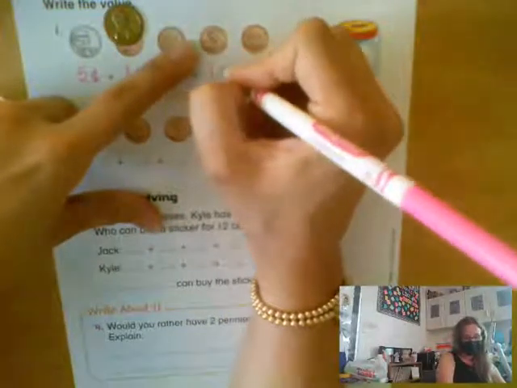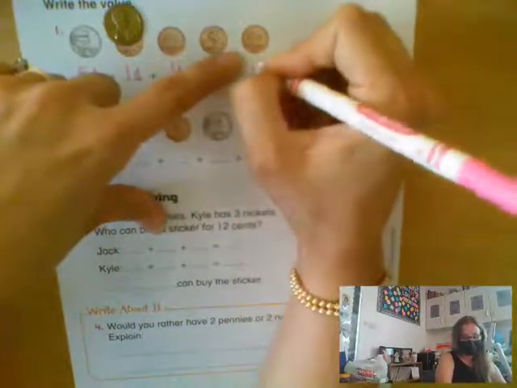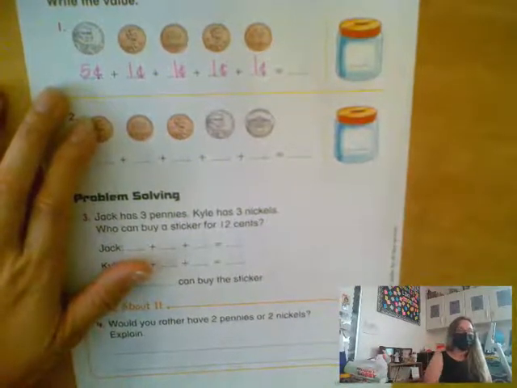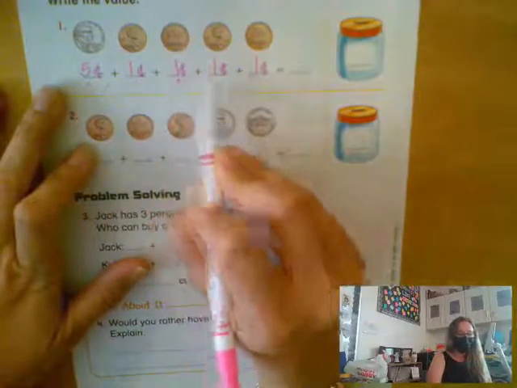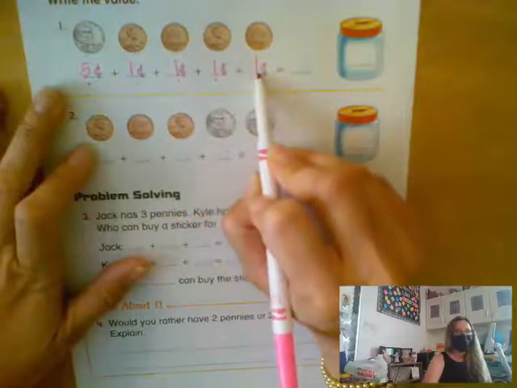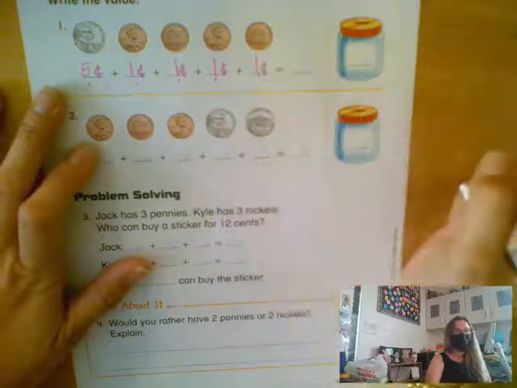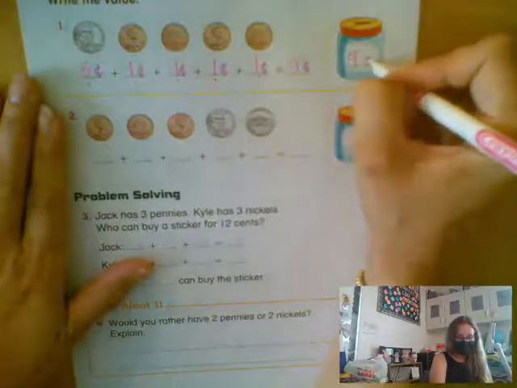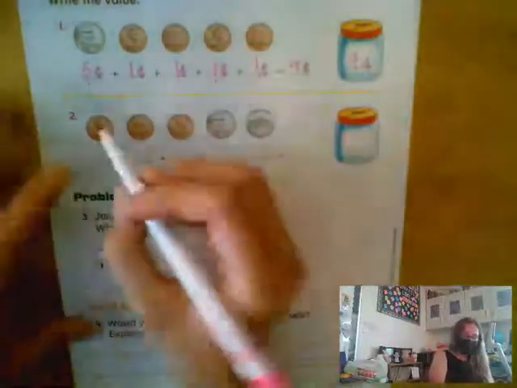How about the next one? Uh-huh. And the next one? Yup. How much is that all together, Victoria? Start with your 5. And then count 6, 7, 8, 9. So how much is it all together? 9 cents.